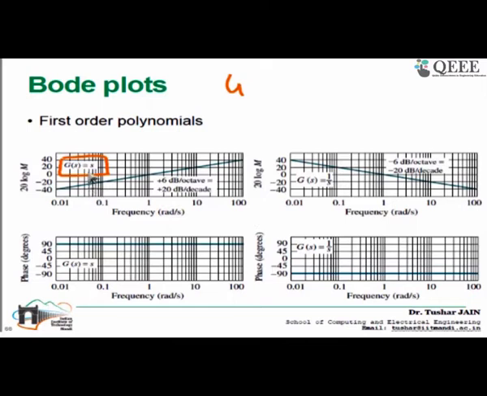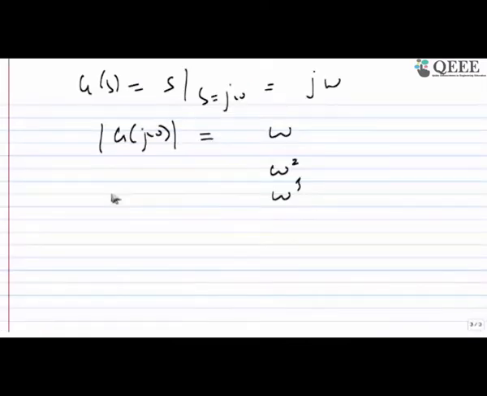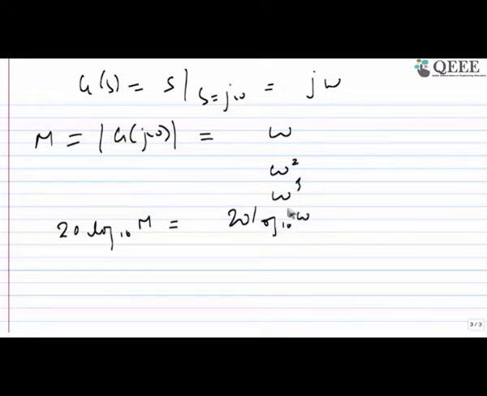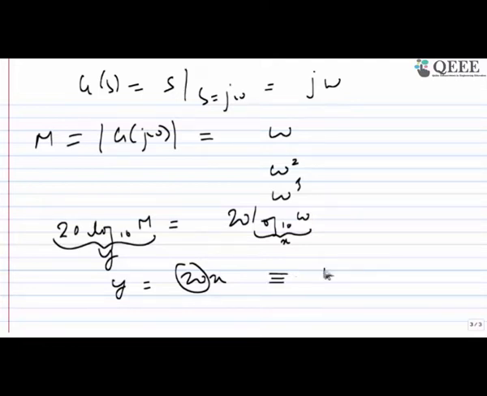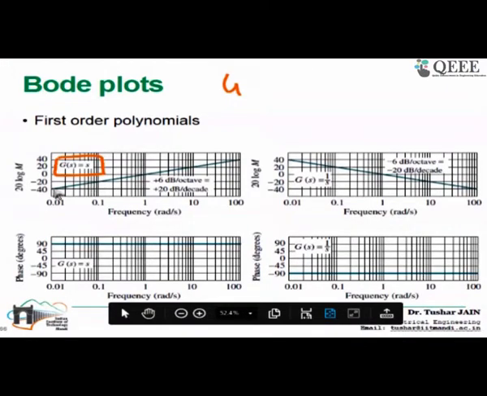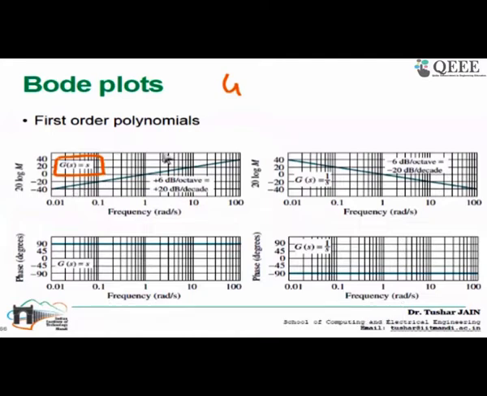So if I have G(s) equal to s, let's go back here once again. If I take 20 log base 10 of M, it gives me 20 log base 10 of omega. This is my x-axis and this is my y-axis, which says y equal to 20x. If you see the equation of a straight line, y equal to mx plus c, this m, or 20, is basically the slope. It means that we have a slope of 20 dB starting from 0.01 frequency.